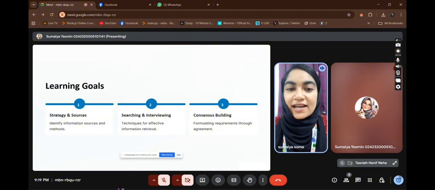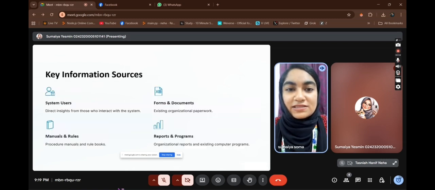First, strategy and sources: identify information sources and methods. Searching and interviewing: techniques for effective information gathering. Consensus building: informing requirements through agreements. Next slide, please.